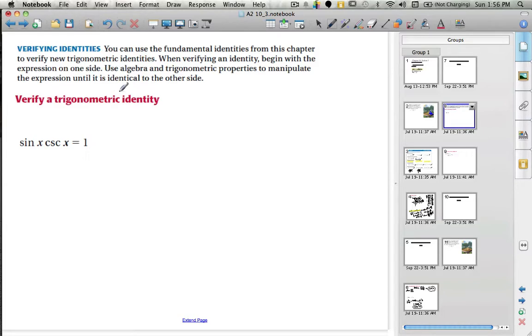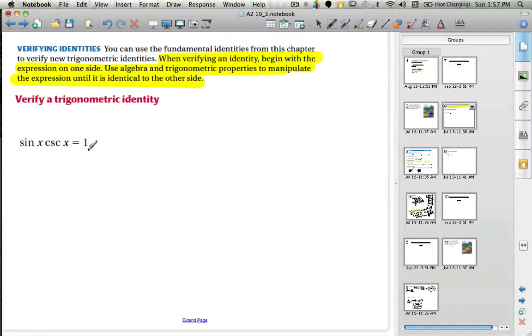When we talk about verifying identities, we're normally given an equation, and the key is this item right here. When verifying an identity, begin with the expression on one side, use algebraic and trigonometric properties to manipulate the expression until it's identical to the other side. So what you're doing is you're not working with both sides of this. It looks like an equation, but you're not really going to work with both sides.